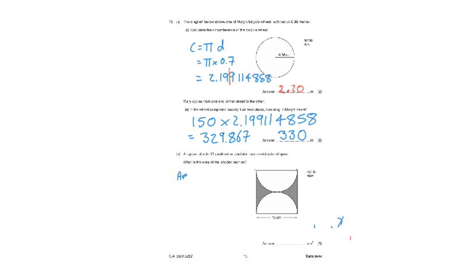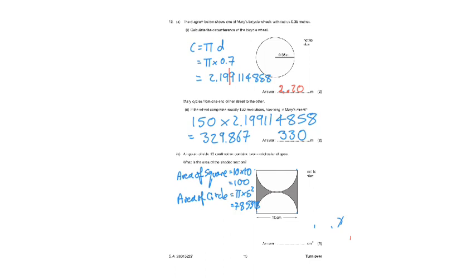So the area of the square, that's easy. It's a square, so it's 10 by 10, which equals 100. Area of the circle, which is the whole thing, is pi r squared, so pi times r, the radius, that's only half of that, 5 squared, which is 78.5398.